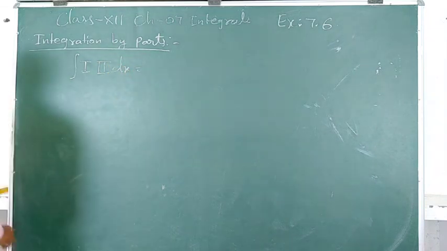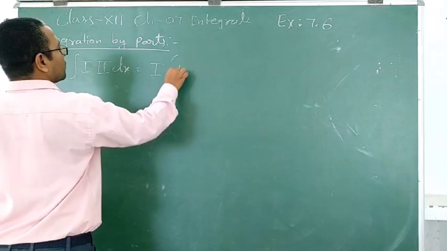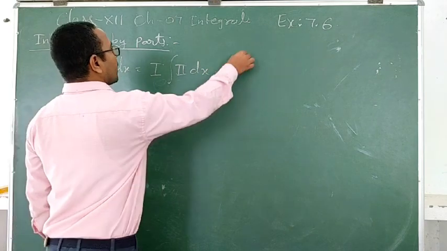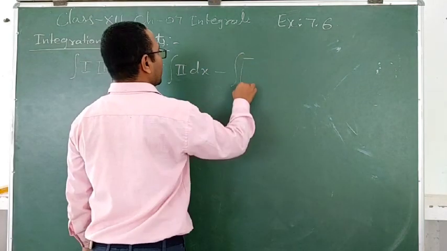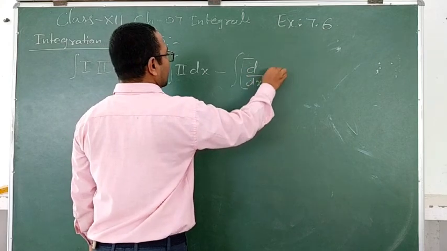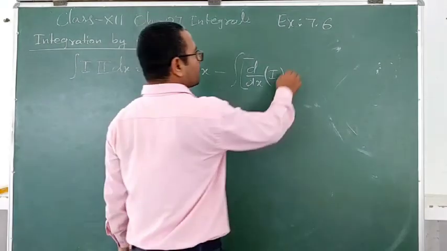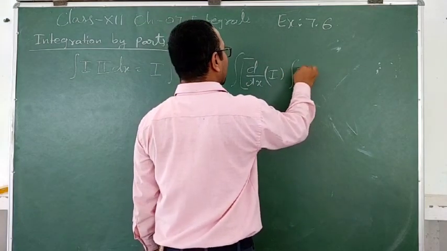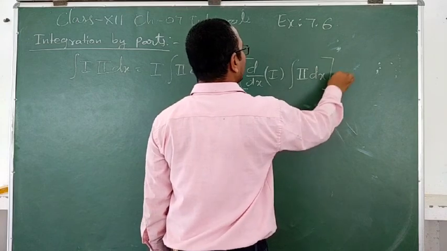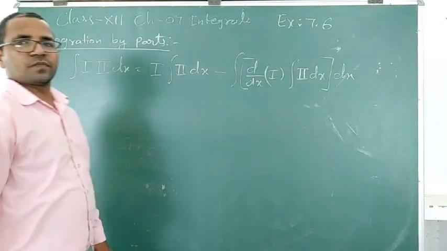So what can we use here, students? That is the first function times the integral of the second function dx, minus the integral of, use the bracket, the differentiation of the first function, d by dx of the first function, into the integral of the second function dx, and close the bracket, and use the whole over this integral, that is the dx.